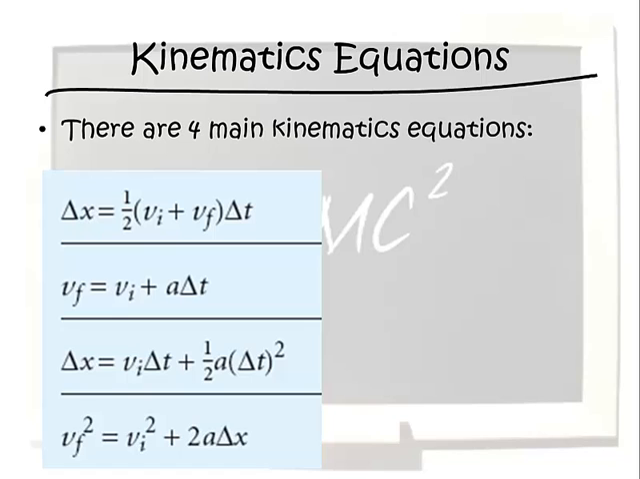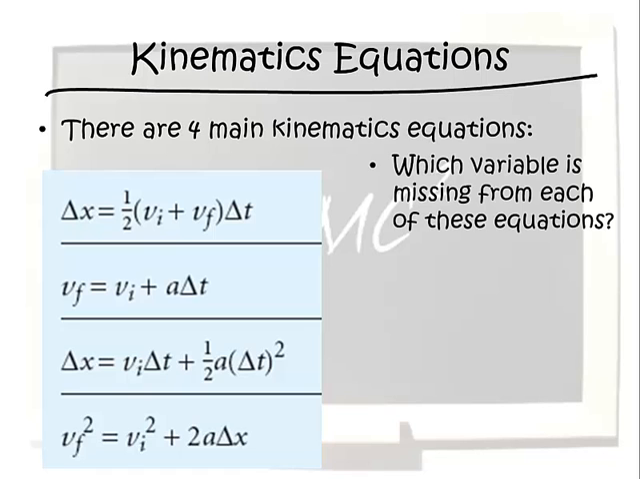If you look carefully, each of these equations is missing one of the 5 variables. For instance, in the first equation, delta x equals 1/2 (vi plus vf) times delta t, notice there is no acceleration in this equation. The second equation doesn't have displacement. The third equation doesn't have final velocity. And finally, the last equation is missing time.